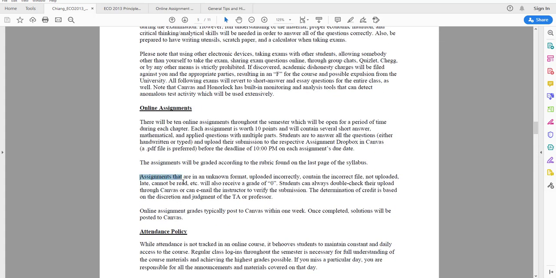Do note that assignments that are in an unknown format, uploaded incorrectly, contain the incorrect file, not uploaded, late, or cannot be read, I am not going to be dealing with any of these types of technical issues. They are going to receive a grade of 0.